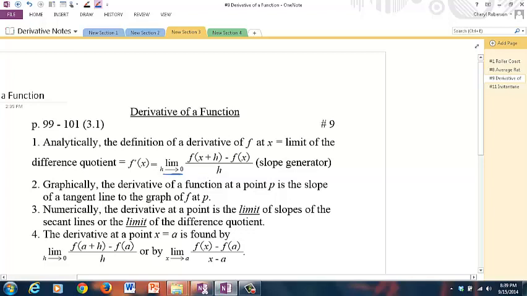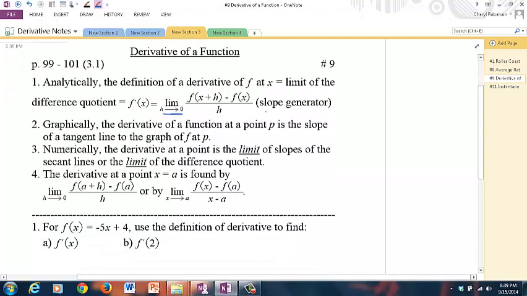And remember that h was the distance between our 2 points of our secant line, and f of x plus h minus f of x all over h. Now, keep in mind we call this our slope generator, and that's because when we're looking at these functions, you're going to have several different tangent lines, and we need to find the slopes of those tangent lines.